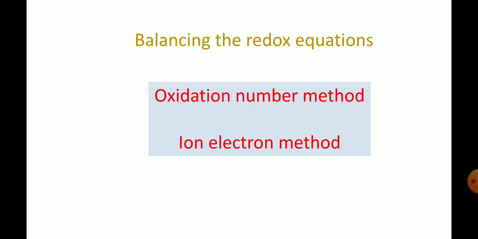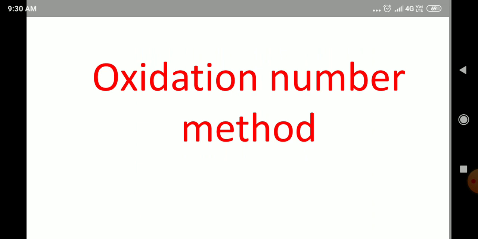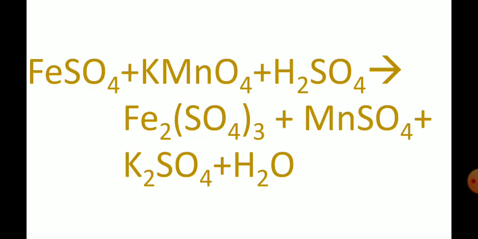Okay, dear students, there are two methods suggested for the balancing of the redox equation, and those two methods are method number 1, oxidation number method, and method number 2, ion electron method. Okay, these are the two methods we are going to discuss, but today in this video we will discuss the oxidation number method. Then in the coming video we will discuss the second one. Okay, oxidation number method.